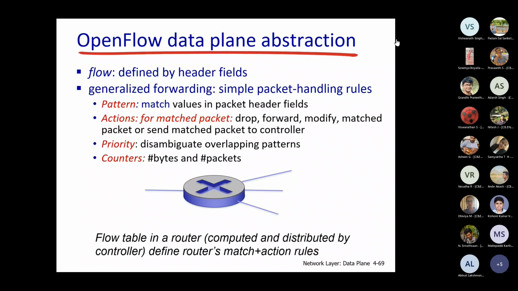The flow table in a router, all these operations which we can write as a module, as a program. So the flow table in a router is computed and distributed by the controller, which already I have explained. So from the control plane, all the computation is being performed, then it will come down. Define routers match and action rules, which actually can be written in this fashion.